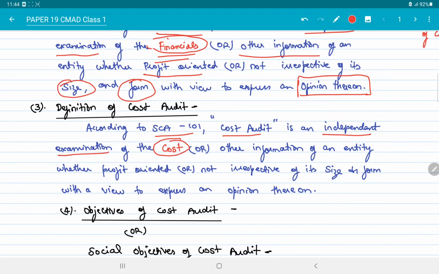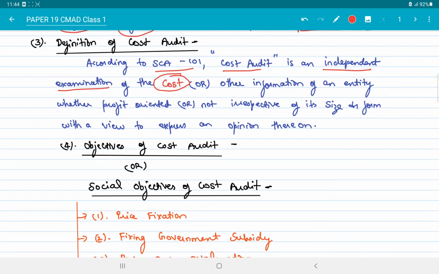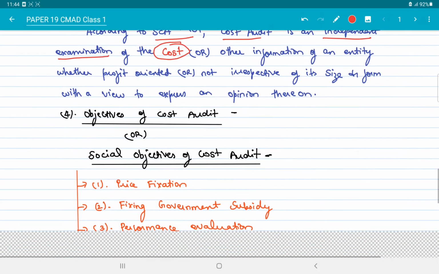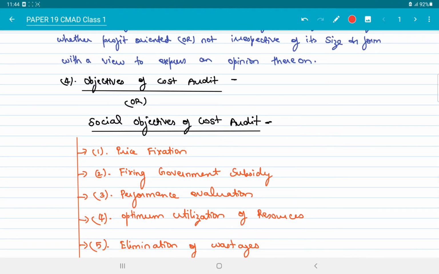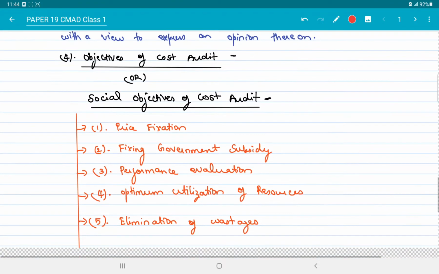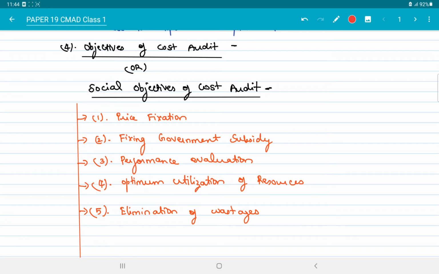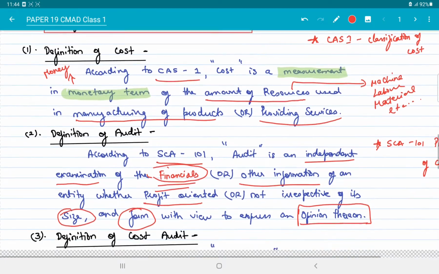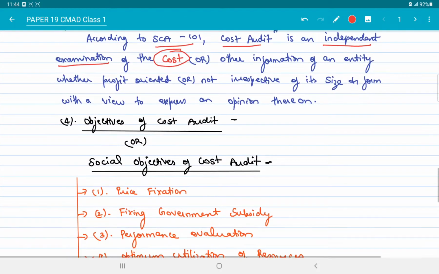Cost audit is an independent examination of cost or other information of an entity, whether profit oriented or not, irrespective of its size and form, with a view to express an opinion thereon. Cost audit is done. Okay, so that is three definitions which we covered: definition of cost, audit, and cost audit.